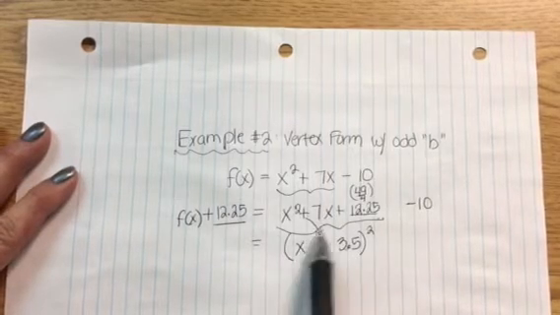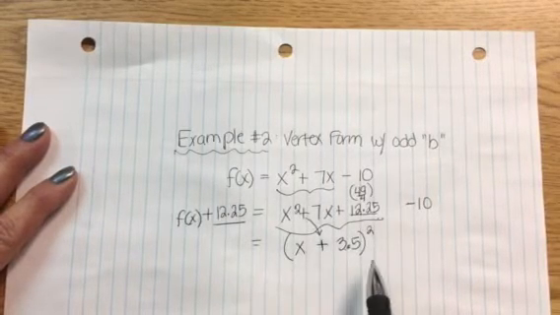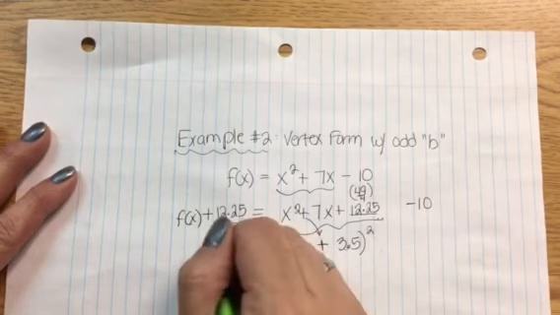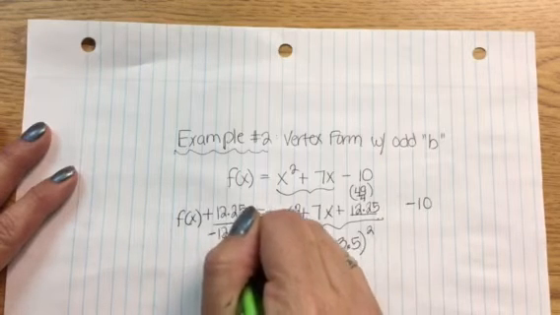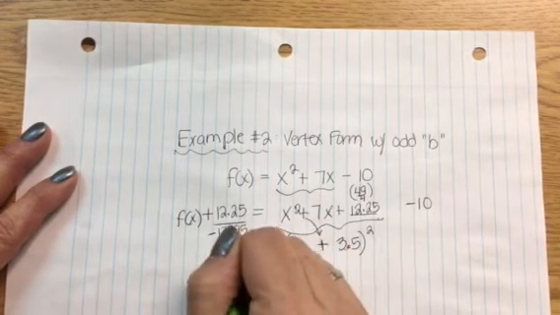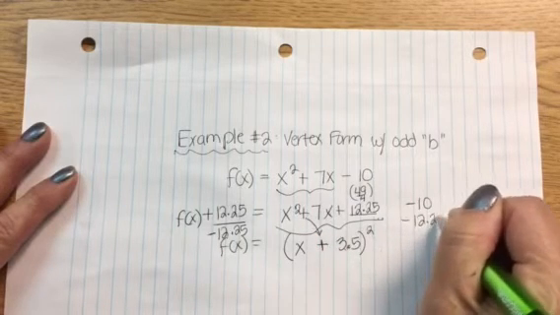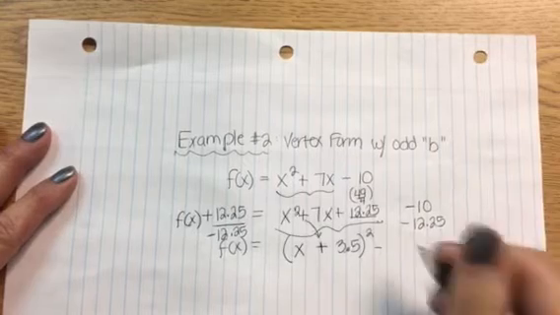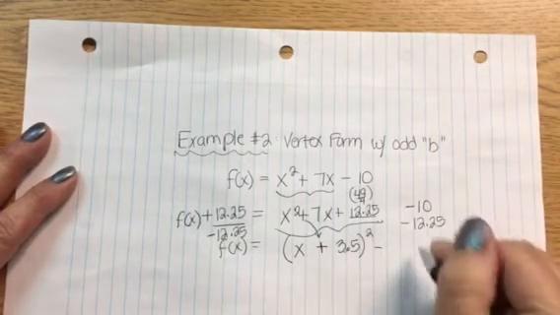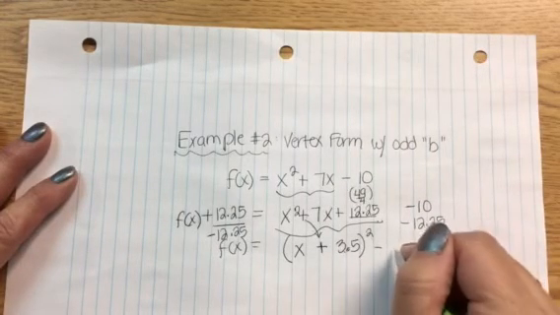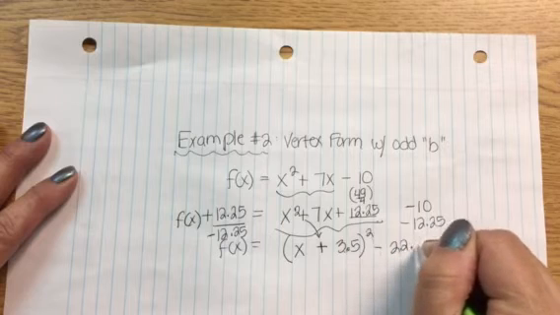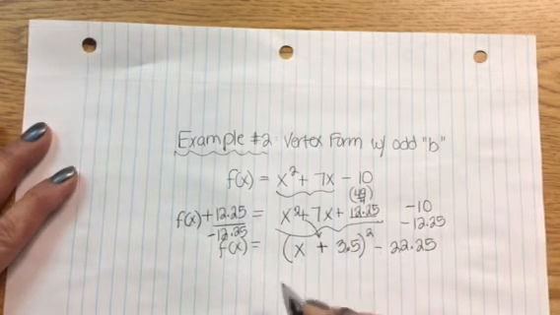So now we've got this written as a square binomial, and all we have to do now is clean up the rest. So we want to get rid of this 12.25 over on this side, so it just says f of x, so we subtract it, and I'm going to subtract it over here as well. And I just made up this problem, so it's not very good. But it turns out that the constant term now at the end here is negative 22.25. So it is in vertex form.